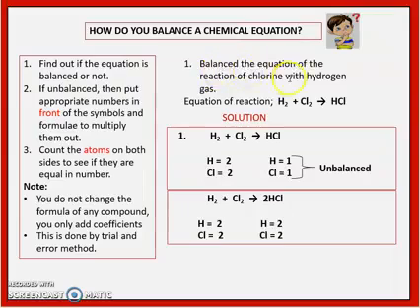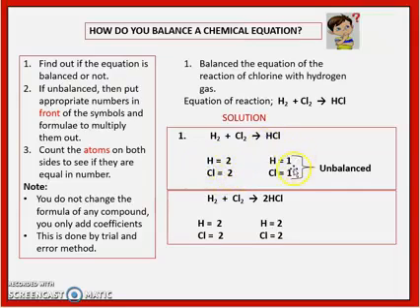Example, balance the equation of reaction of chlorine with hydrogen. When hydrogen gas reacts with chlorine gas, it gives you hydrogen chloride gas. So look at this. This is the equation of reaction. Let's find out, is it balanced? In the reactant side, which is left hand side, we have hydrogen and chlorine. And we have how many hydrogen atoms? We have 2 hydrogen atoms. And how many chlorine atoms? We have 2 chlorine atoms at the left hand side.